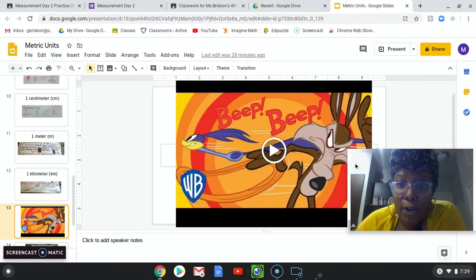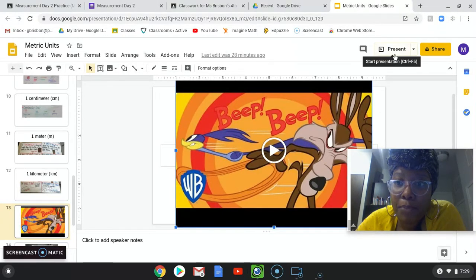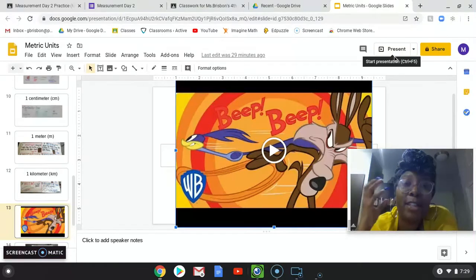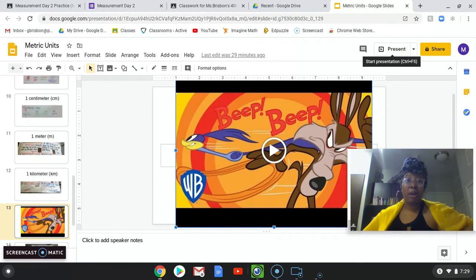All right, so I want to give you a little reference. When you are thinking of meters or kilometers, it's always helpful to have something in your mind that makes you remember. Remember we talked about in school repetition and muscle memory. If you do it over and over, or if you have a way of remembering it, it is easier.